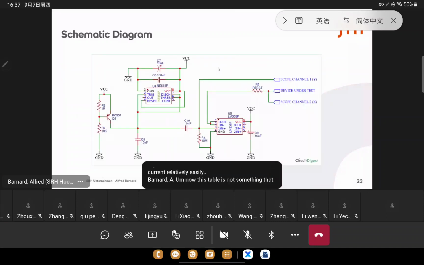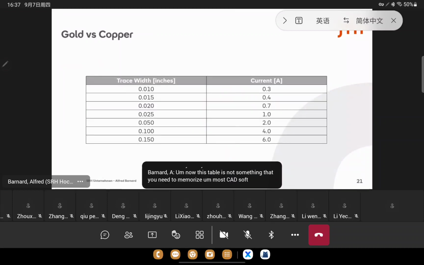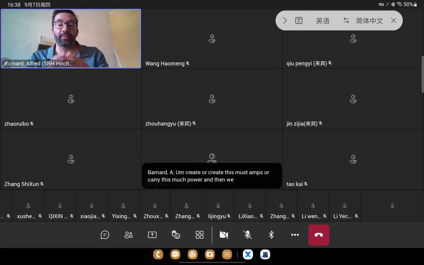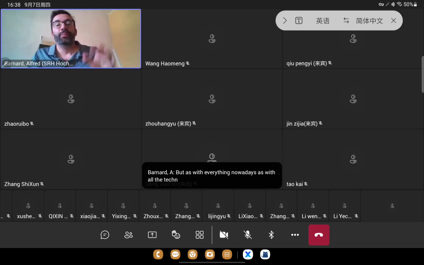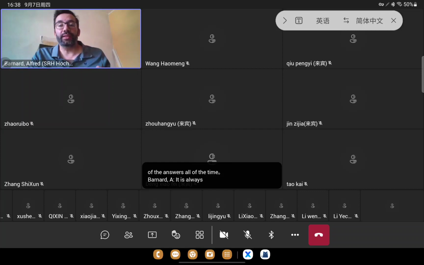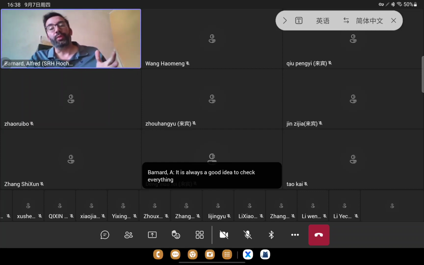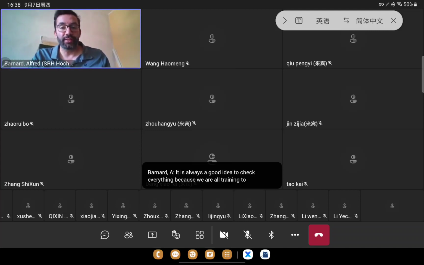Now, this table is not something that you need to memorize. Most CAD software has this built inside of it, or has some form of this table or a circuit checking software that would tell you, we recommend that your trace should carry this many amps or this much power, and then we recommend that your trace should be this thick, for instance. But as with all the technology that seemingly gives you all of the answers all of the time, it is always a good idea to check everything, because we are all training to become engineers, hopefully, or something to that effect.